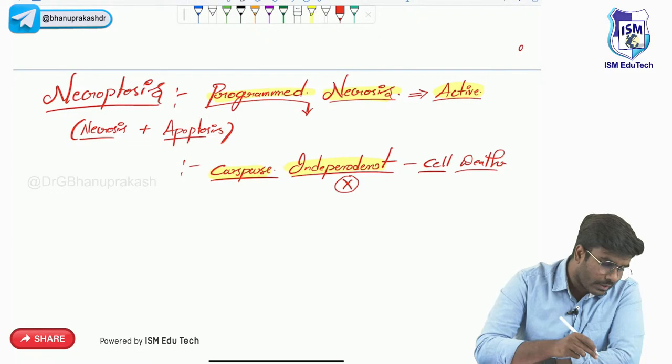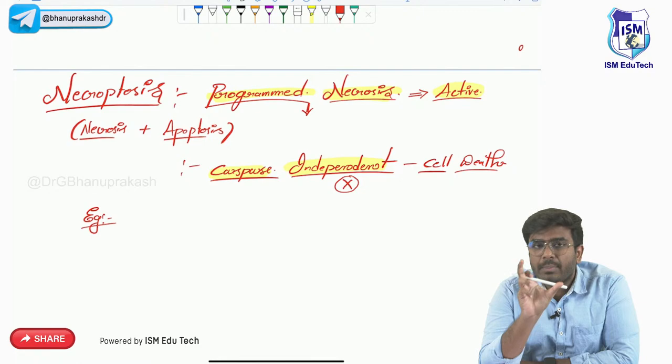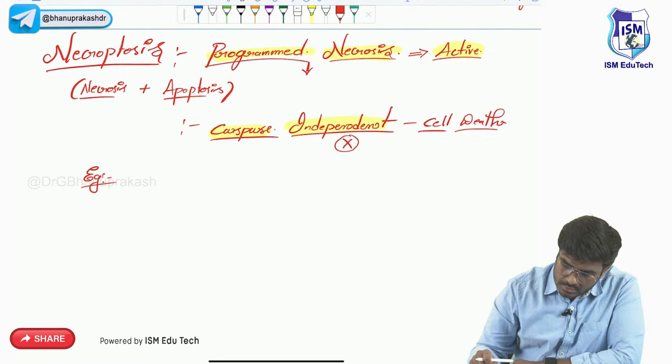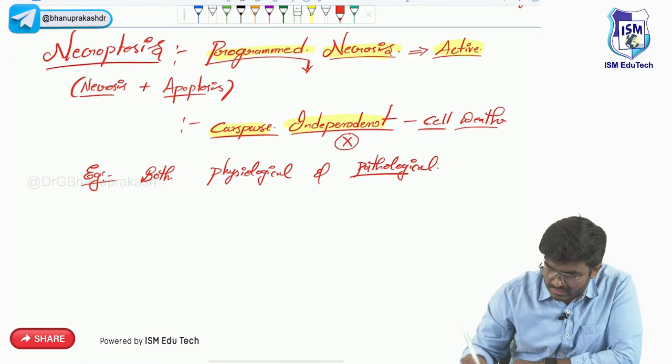Repeatedly asked MCQ. Now, in necroptosis, the kind of questions that will come is, sir, where can we see this necroptosis? Necroptosis is a type of cell death, right? Which cells are undergoing necroptosis? Necroptosis is also both physiological as well as pathological.